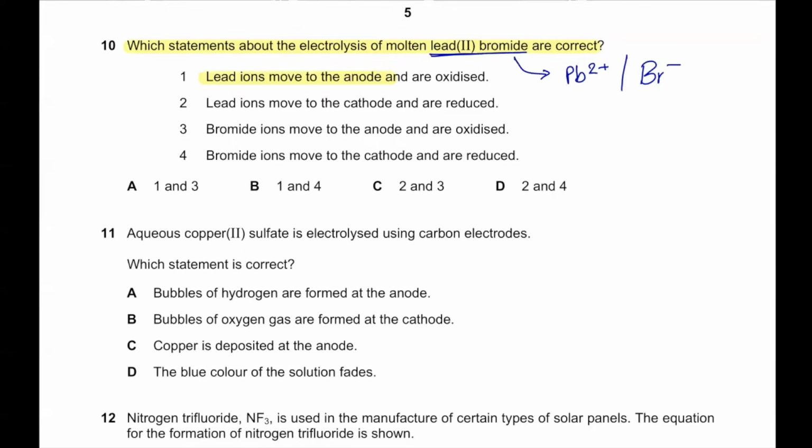Now you have to understand what an anode is. An anode is a negative electrode. All right, sorry, my bad guys. The anode is a positive electrode. It is a positive electrode. So whenever the statement says that lead ions are attracted and move to the anode, the statement is already wrong, because a positive will never move towards a positive.